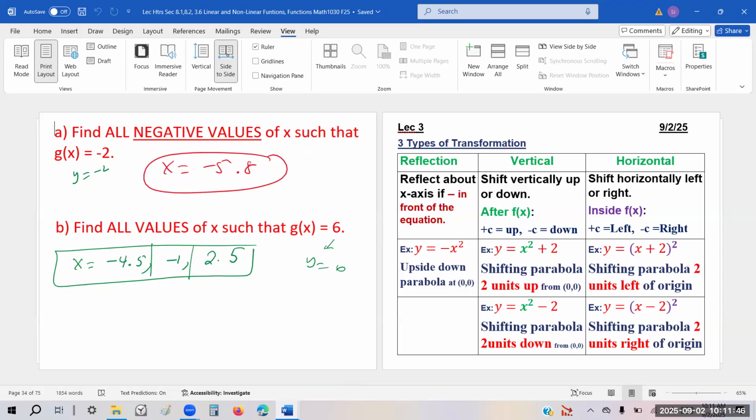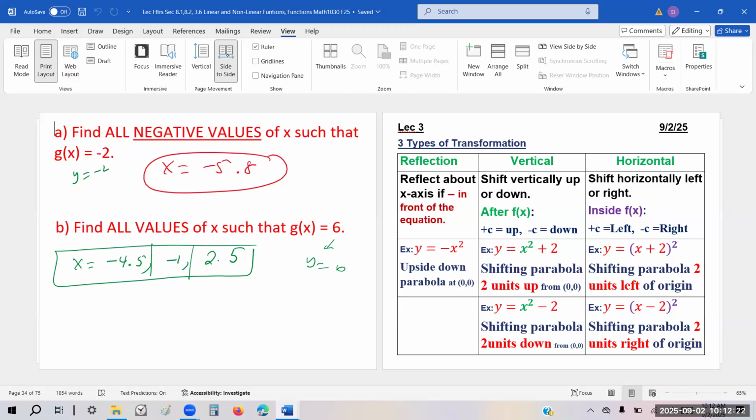Transformation means use the original graph to graph the new equation. You don't have to do any math or any type of work. Just observe the original graph and see how it has changed to the new version of the graph. So in this class, we are going to learn about 3 types of transformation: reflection, vertical shifting, and horizontal shifting.